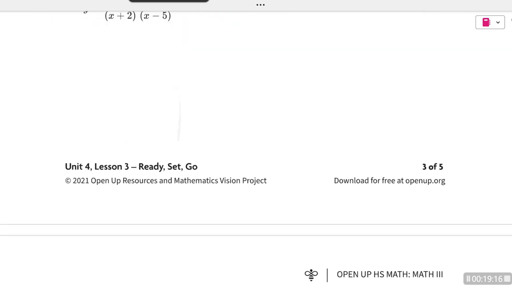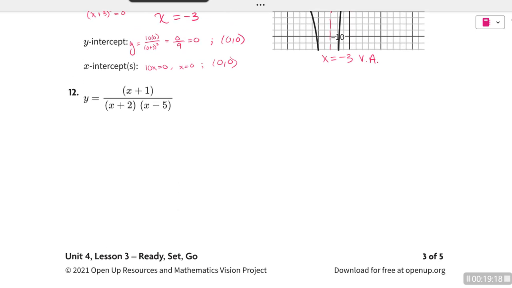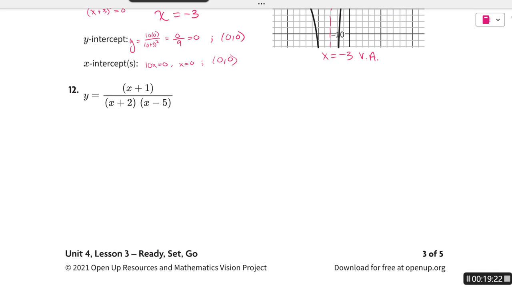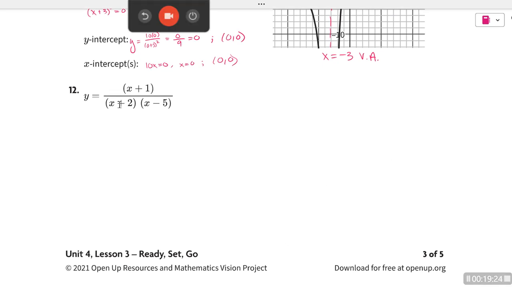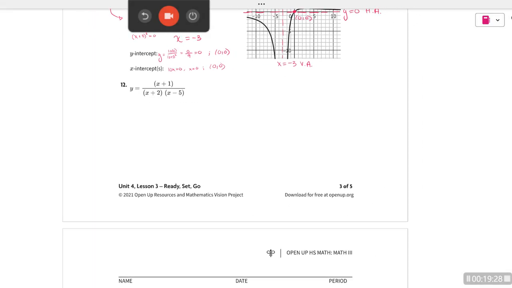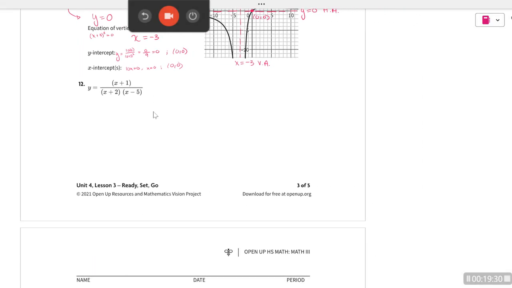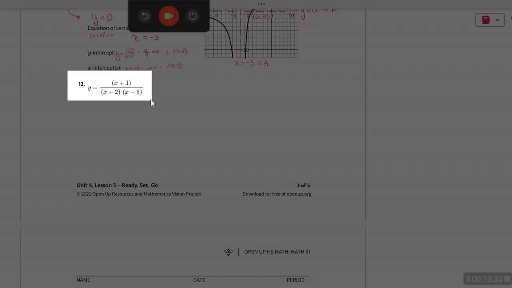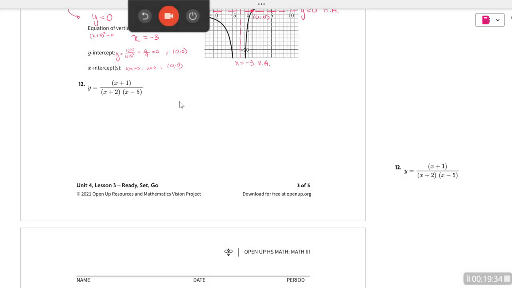So question 12, again, the work is on a different page, so let's just move this question. Let's just copy it and move it down. I'm going to take a little screenshot and copy. There we go. Actually, let's get the number in there. Okay. So question 12.